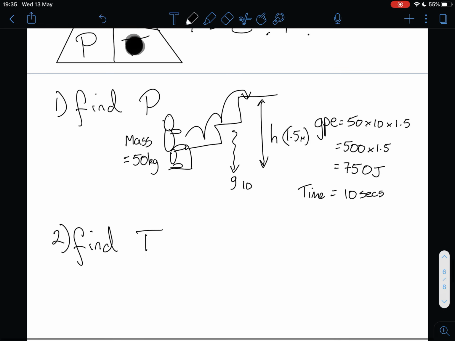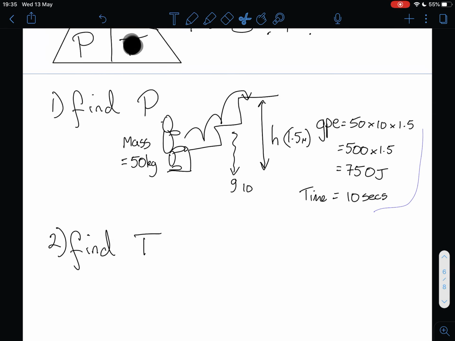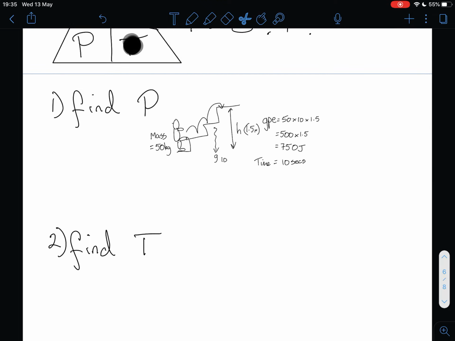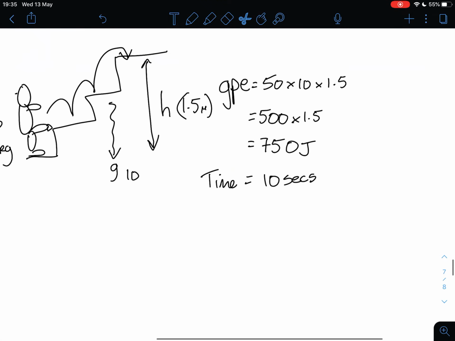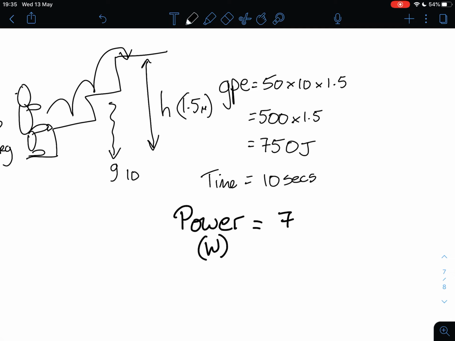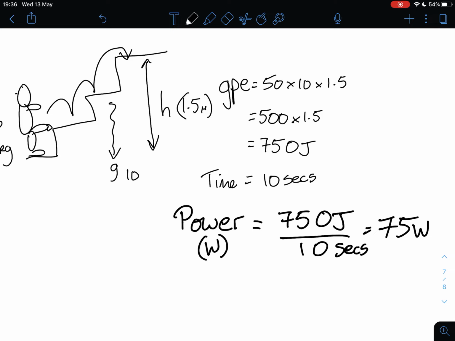I'm just going to shrink everything so it fits. We'll start to go into question 2. I'm going to cheat a little bit. Shrink it down. There we go. So the power in watts, because watt is the unit of power, is 750 joules divided by 10 seconds, and we get 75 watts.